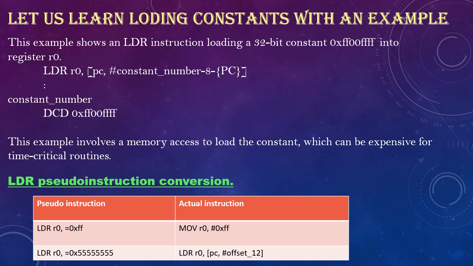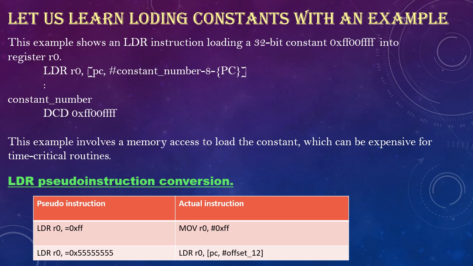This is a 32-bit constant. We will load that constant into register R0. So constant number DCD, this is a constant number. This example involves a memory access to load the constant, which can be expensive for time critical routines.